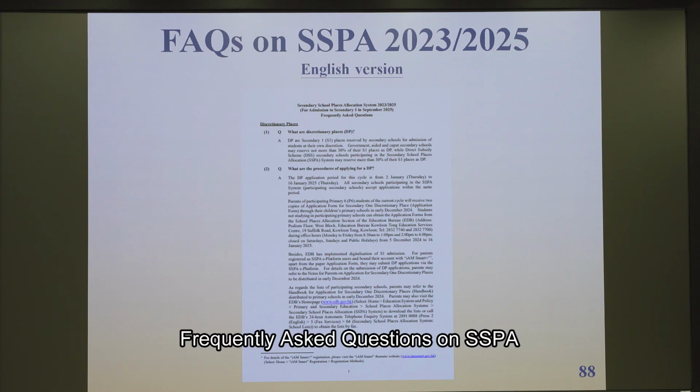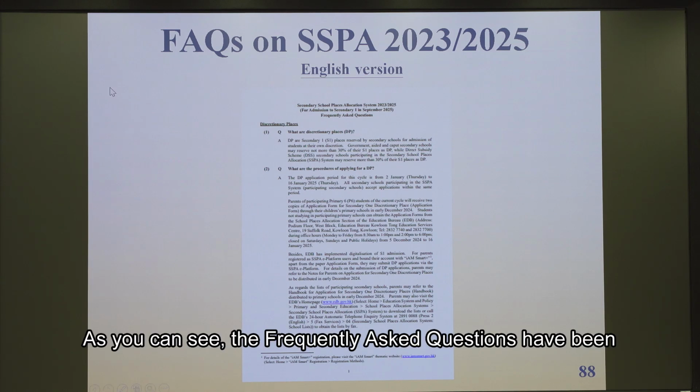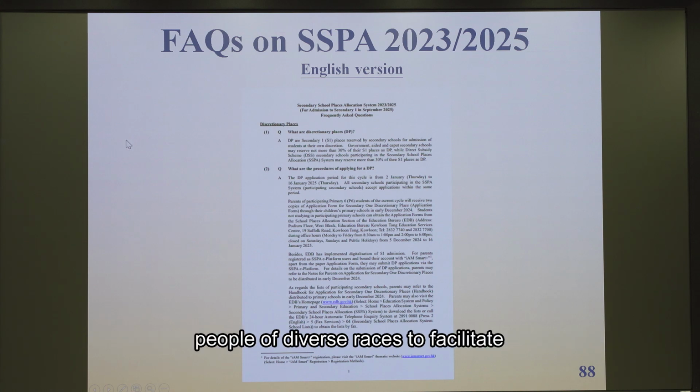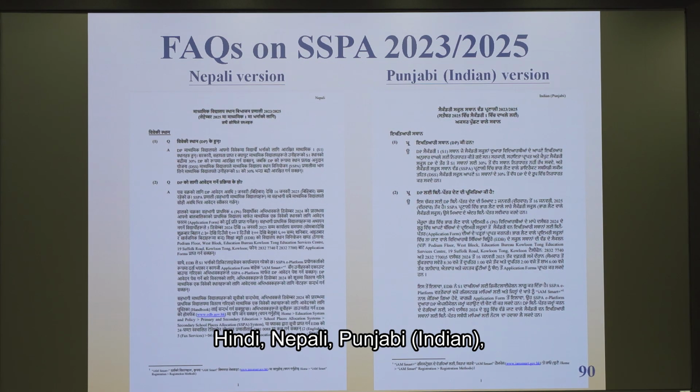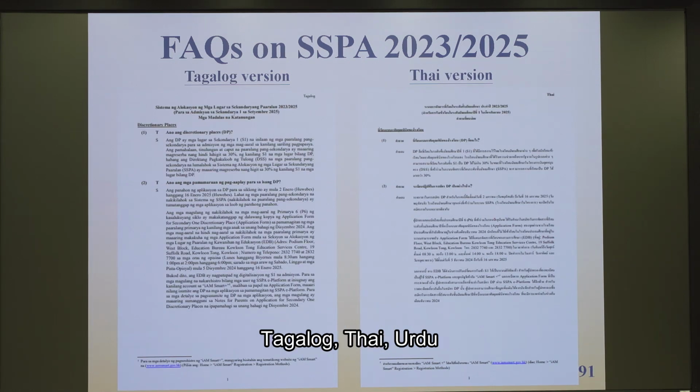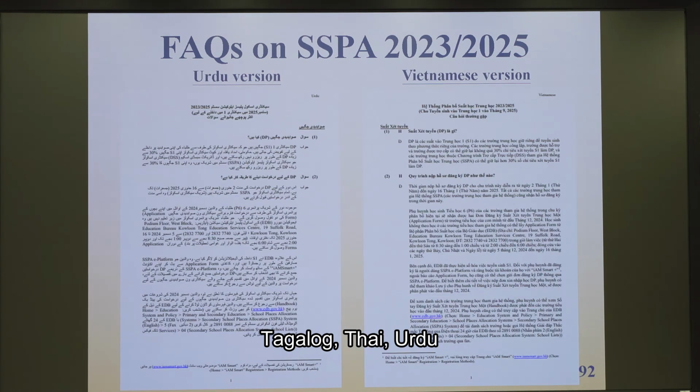Frequently asked questions in SSPA. Here you can see the frequently asked questions translated into multiple languages for people of diverse races to facilitate the understanding of the mechanism. Apart from English, we have Bahasa Indonesia, Hindi, Nepali, Punjabi, Tagalog, Thai, Urdu, and Vietnamese versions.